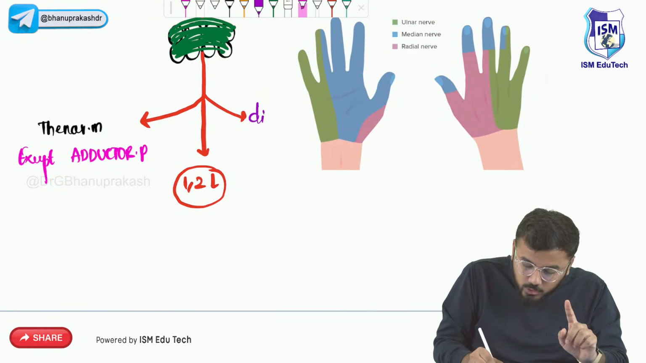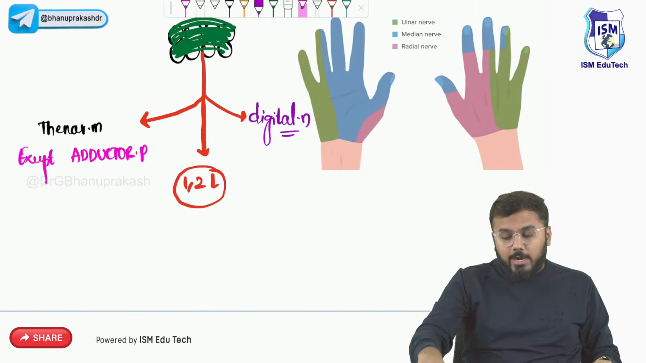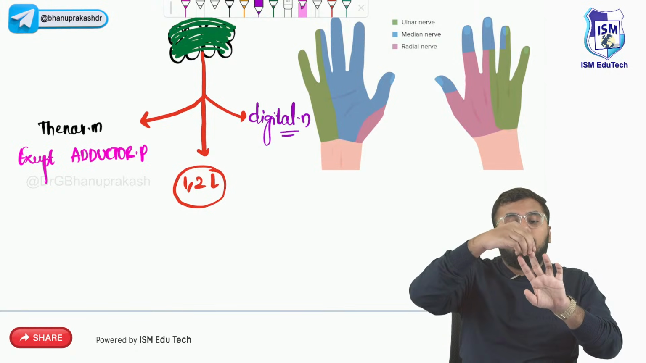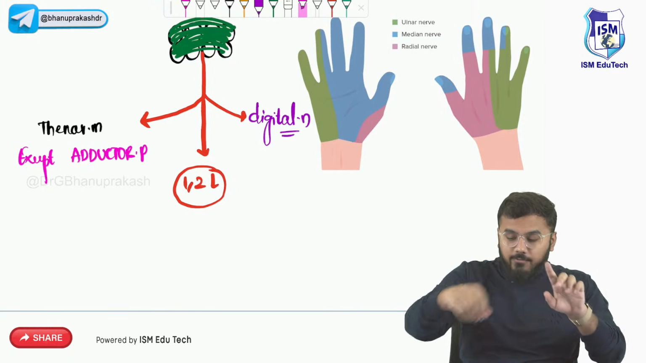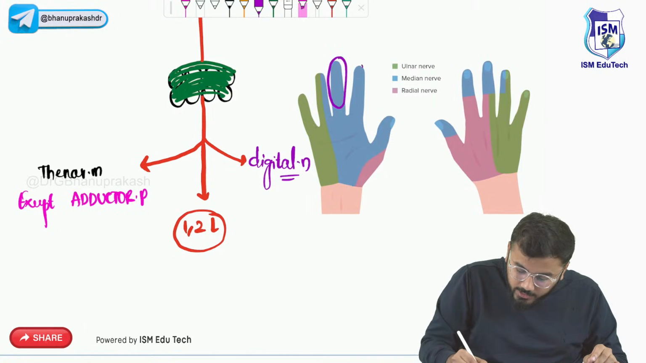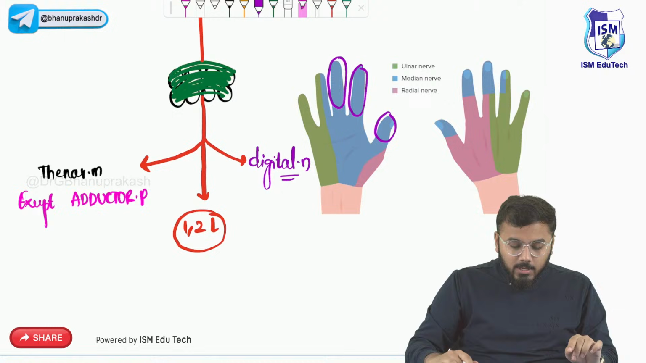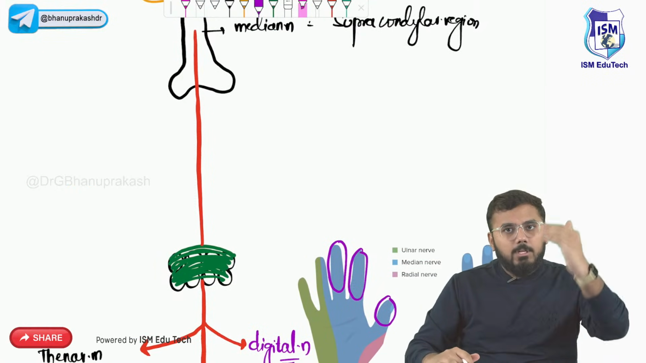And this third branch is called digital artery. Digital nerve, I'm sorry. It is called digital branch, right? So I told you digital branch will supply your fingers. So it means this digital nerve is supplying your fingers here, not the palmar region. Okay. Now look here. Let us come from the top.